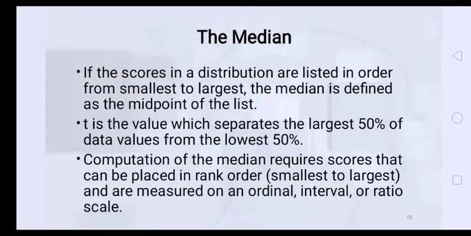Next, we have the median. So if the scores in a distribution are listed in order from smallest to largest, the median is defined as the midpoint of the list. So this is the value which separates the largest 50% of data values from the lowest 50%. Computation of the median requires scores that can be placed in rank order, that is smallest to largest, and are measured on an ordinal, interval, or ratio scale.